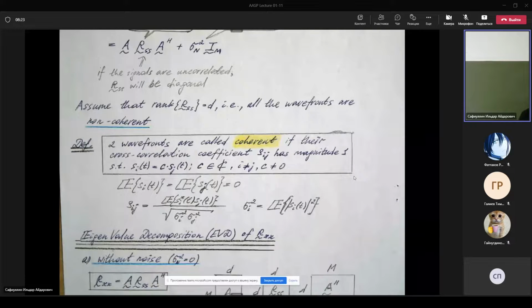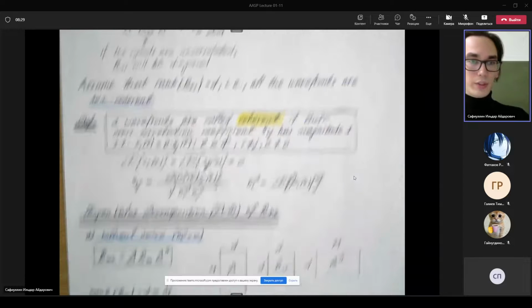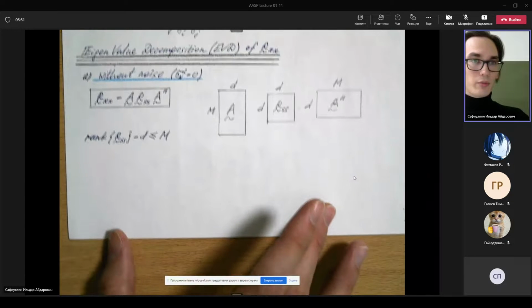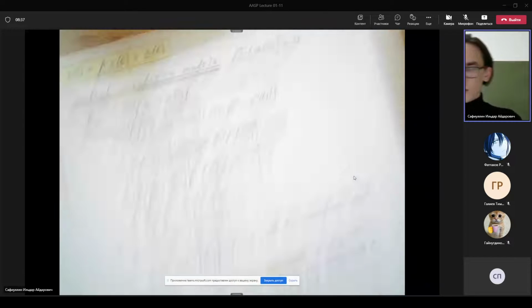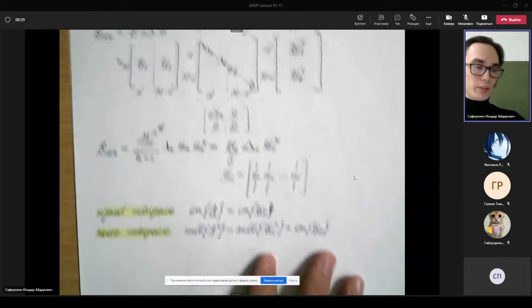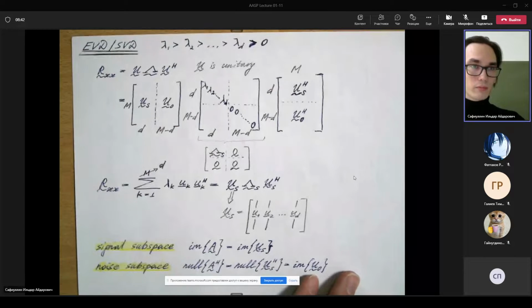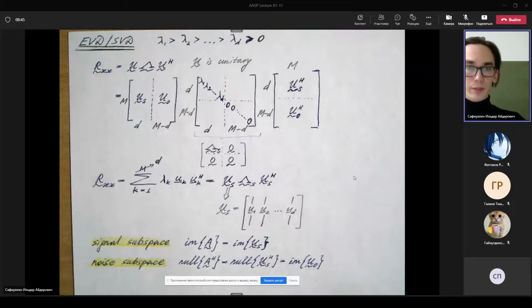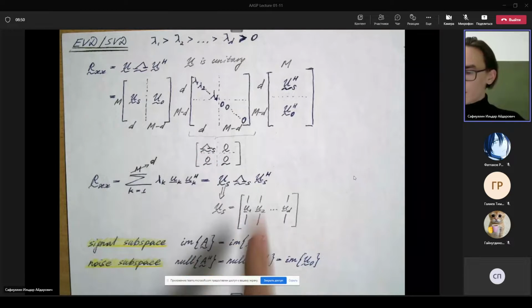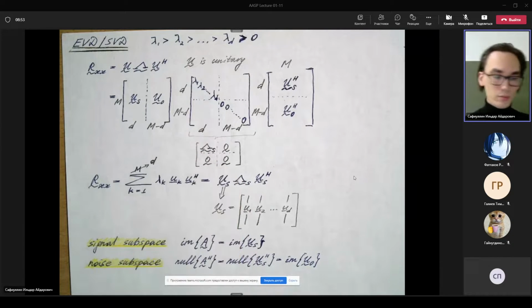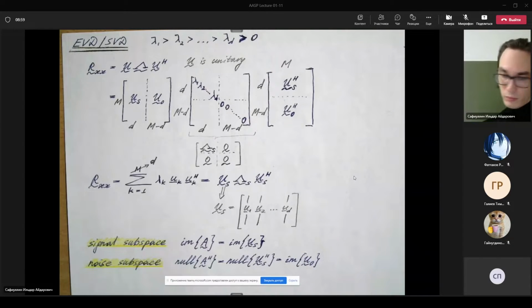And we finished in the last lecture with eigenvalue decomposition. So we started with this case without noise, and what we will have here is this representation of a spatial correlation matrix, Rxx. And you can see that we have only the signal subspace. Also, we have this null subspace, but it is just zeros. And now let's assume this noiseless case.